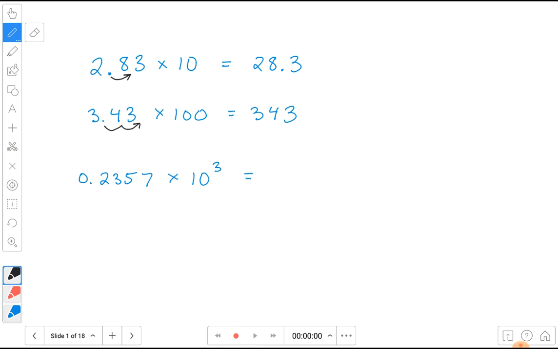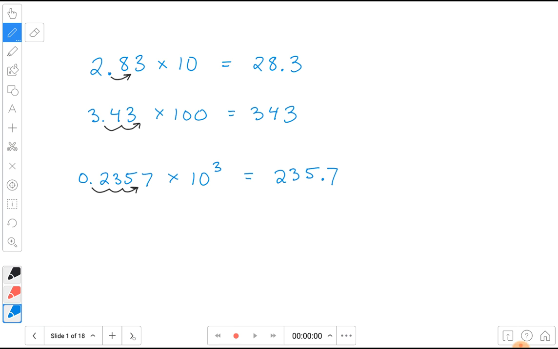So 3 zeros means that we're going to take this decimal place and move it 1, 2, 3 positions to the right. Okay, so the number is going to get larger by a factor of 1,000. Here it got larger by a factor of 100. Here it got larger by a factor of 10. So that's going to leave us with an answer of 235.7. Okay, so that's multiplying by 10.